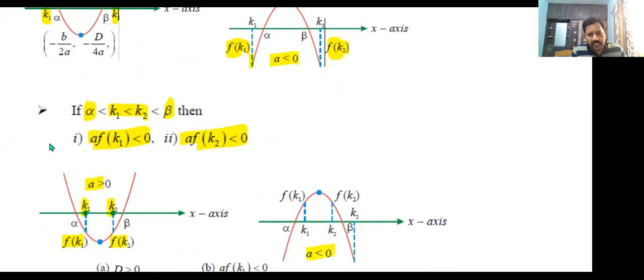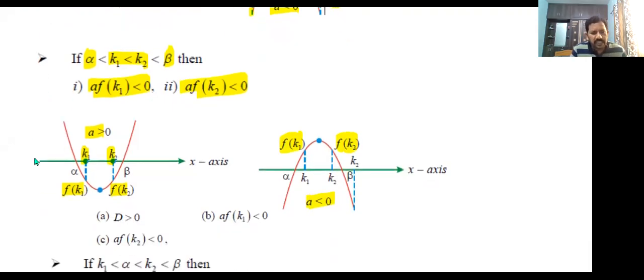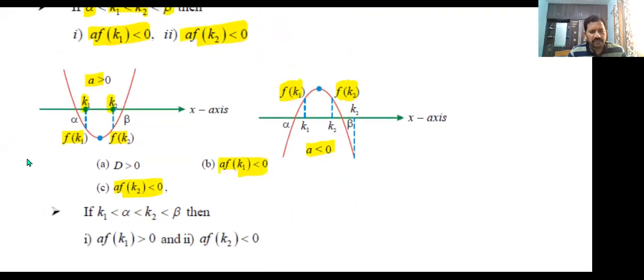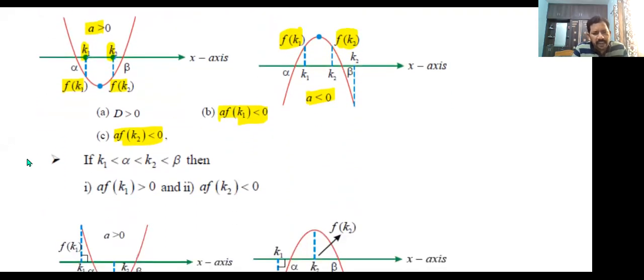If a is less than 0, f of k1 and f of k2 are above the x-axis. So f of k1, f of k2 are positive, but a is less than 0. In this case, what do we get for a f of k1 and a f of k2? Both less than 0 only. In the previous case, both were positive. Now here, negative. Okay, understood? Now, k1 less than alpha, less than k2, less than beta.